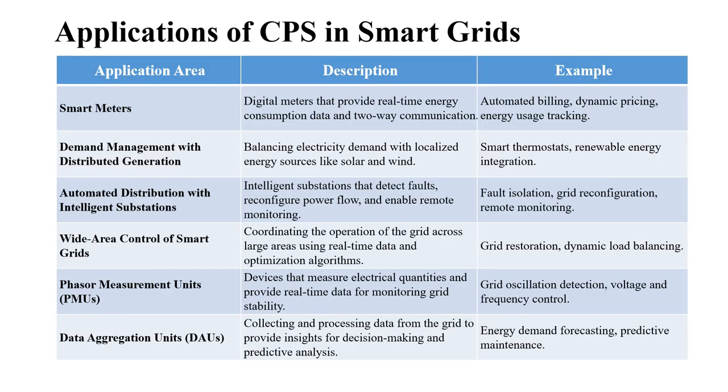and predictive maintenance. So here, in energy demand forecasting, these DAUs use historical and real-time data in order to predict the energy demand and help utilities in adjusting generation and distribution plans accordingly. So these are the applications of the smart grids.